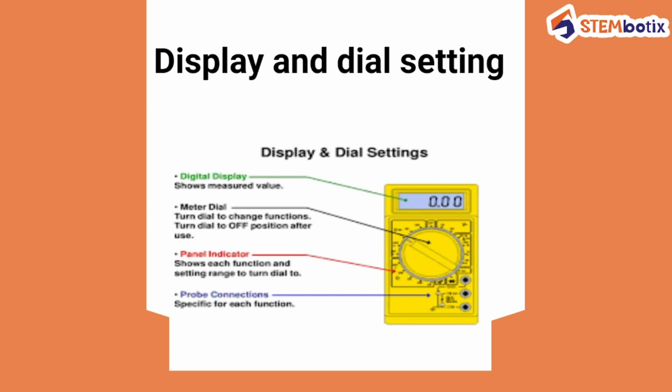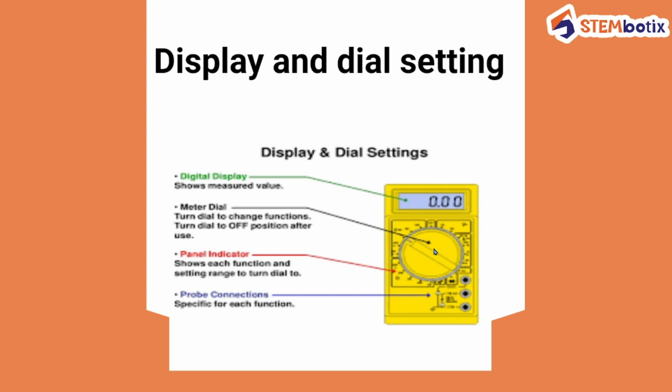Now display and dial settings. So the functionality we have just seen. We will talk about this more in digital. This digital display basically shows the measured value. Whichever value we have measured is going to show up here.